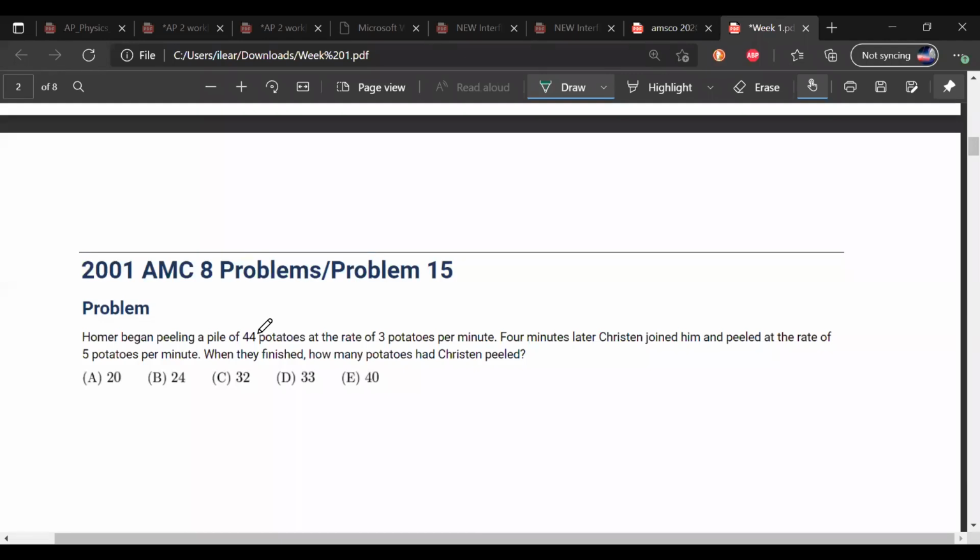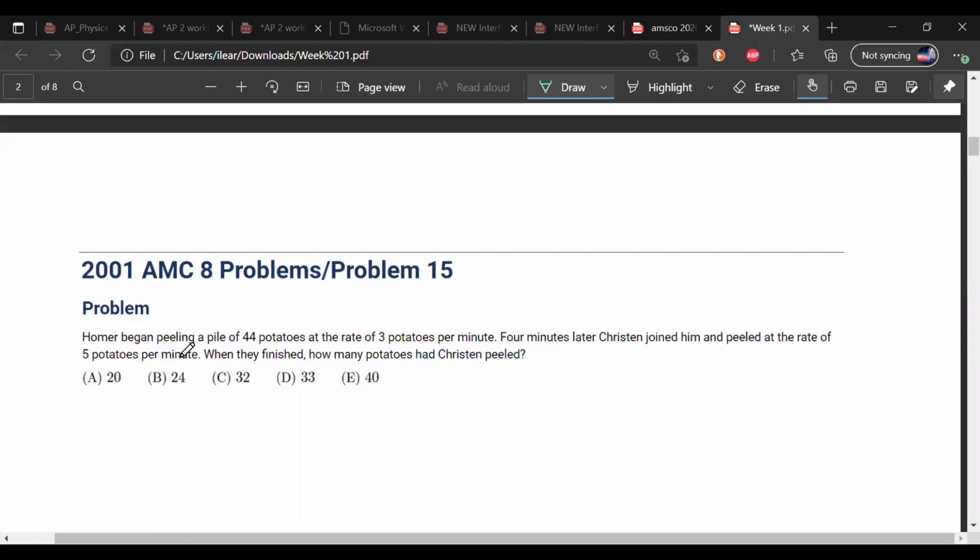Homer began peeling a pile of 44 potatoes at the rate of 3 potatoes per minute. 4 minutes later, Christian joined him and peeled at the rate of 5 potatoes per minute. When they finished, how many potatoes had Christian peeled? So this is another typical type of AMC8 problem where you basically have A can do something at this rate, B can do something at this rate, maybe a C can do something at this rate, and then when they finished, how many potatoes did this person peel?